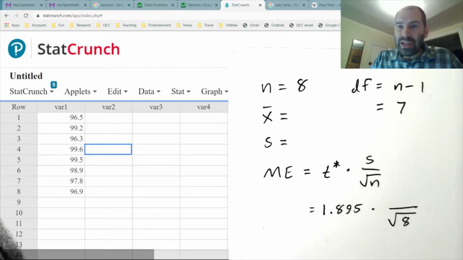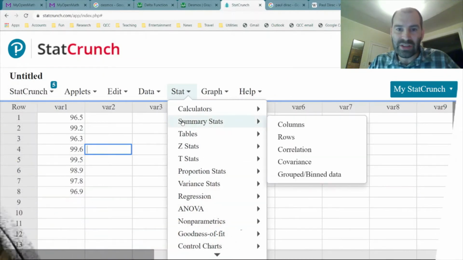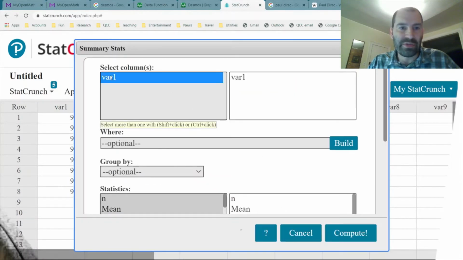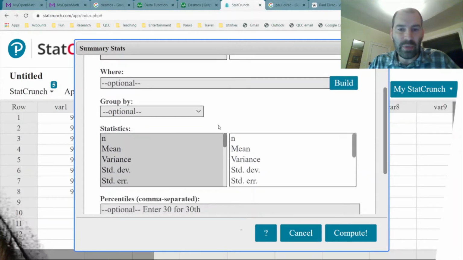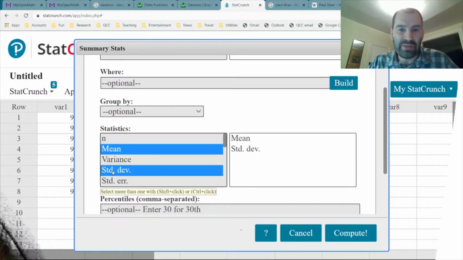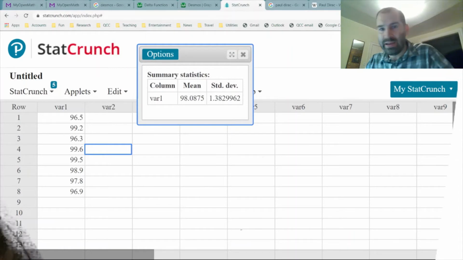Now what I need to do is I need to have StatCrunch compute x bar and s. Well, you can do that by going over here to Stat, Summary Stats. We're going to summarize the data, and the data lives in a column, so I'm going to choose Columns. I'm going to select the column. It's the first column labeled var1. And then I'm going to select the things that I want to compute. I want to compute the mean and the standard deviation. Okay, so I hit Compute, and StatCrunch gives me that information.